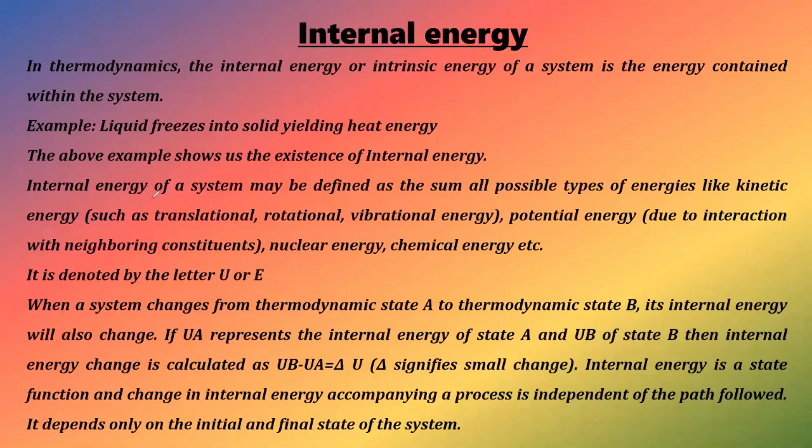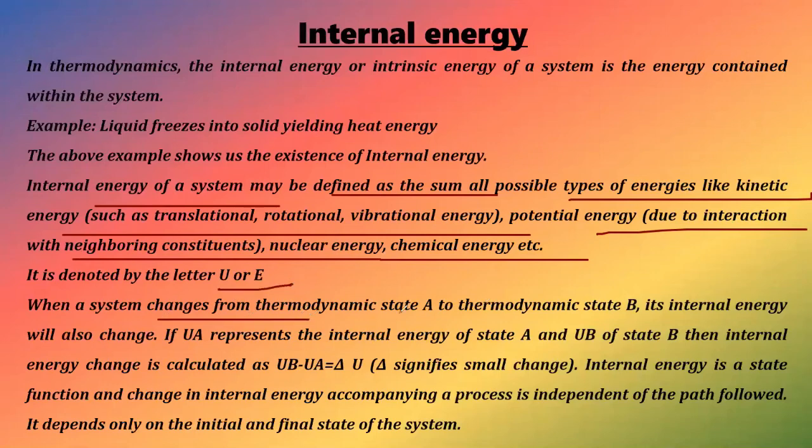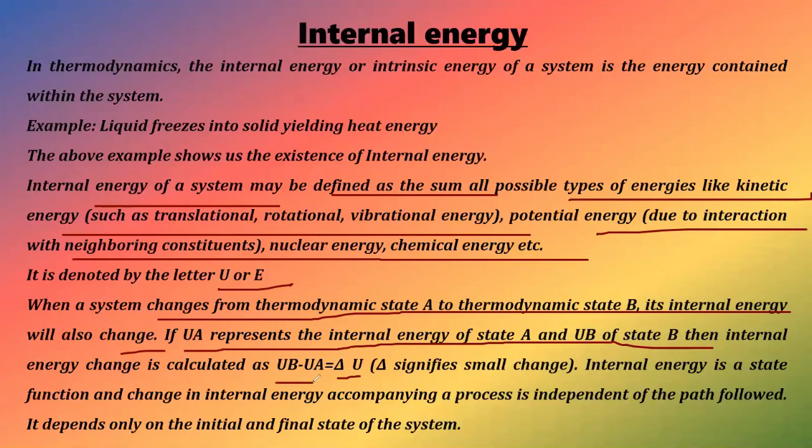What is written? Internal energy of a system may be defined as the sum of all possible types of energies, like kinetic energy including translational, rotational, vibrational, and potential energy like nuclear energy, chemical energy, electronic energy, etc. It will be denoted by U or E, and when a system changes from thermodynamic state A to B, the internal energy will be denoted as UA and UB respectively for these states. So delta U will be UB minus UA, nothing but final minus initial.